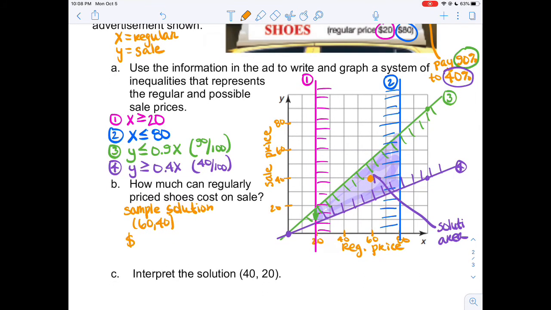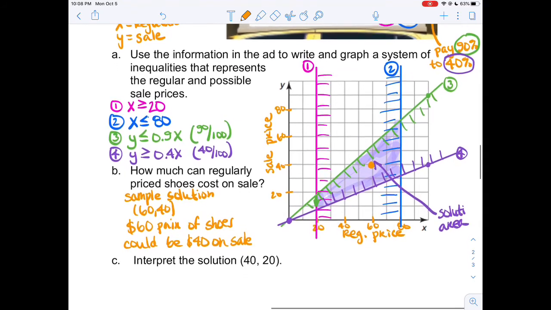And what does that mean? It means that a $60 pair of shoes could be $40 when it's on sale. Again, that's just a sample. You could have picked any of the points.